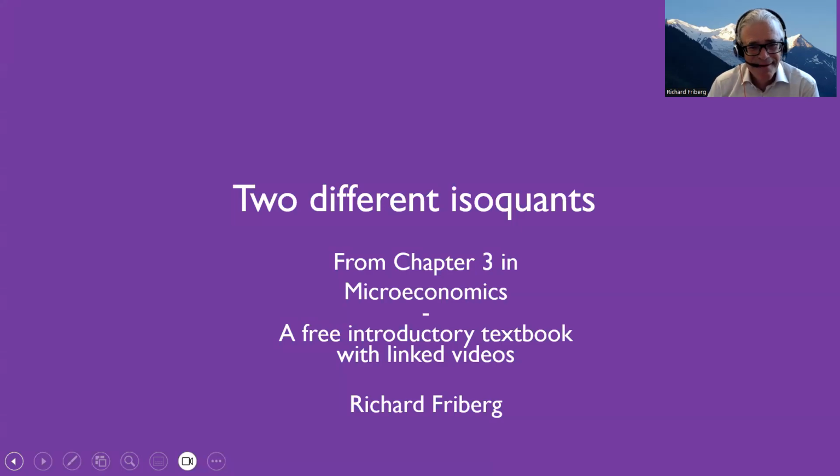Okay, so I'm Rickard Friberg, and this is from chapter 3 in my microeconomics textbook. We're going to be looking at the case of two different isoquants. It's one of the figures there.